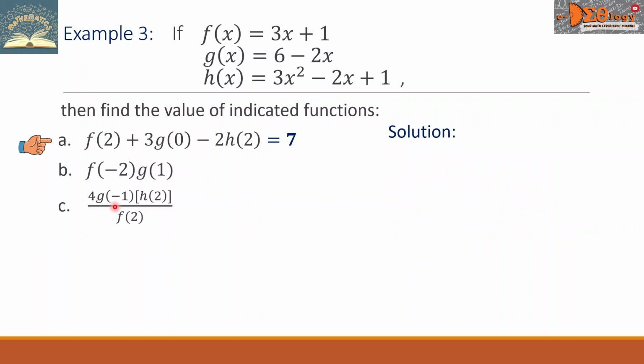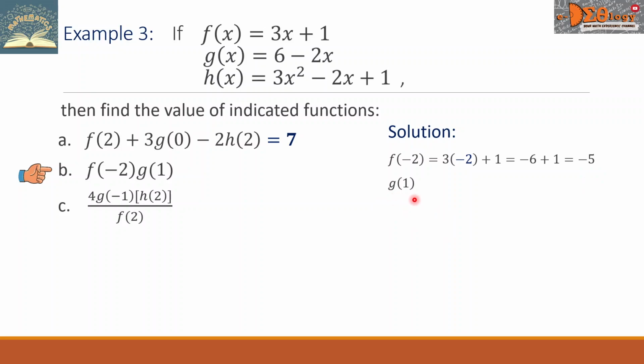Then we answer problem B. F of negative 2 times g of 1. Let's evaluate the f of negative 2, also the g of 1. Let's begin with f of negative 2. Our f of x is here. So f of negative 2 is 3 times negative 2 plus 1. 3 times negative 2 is negative 6 plus 1 equals negative 5.